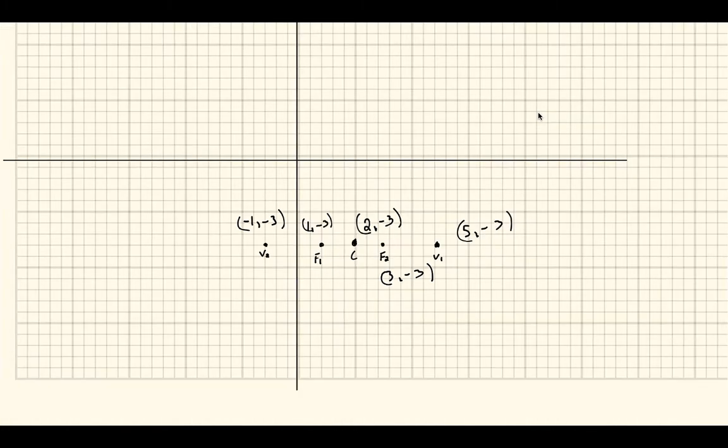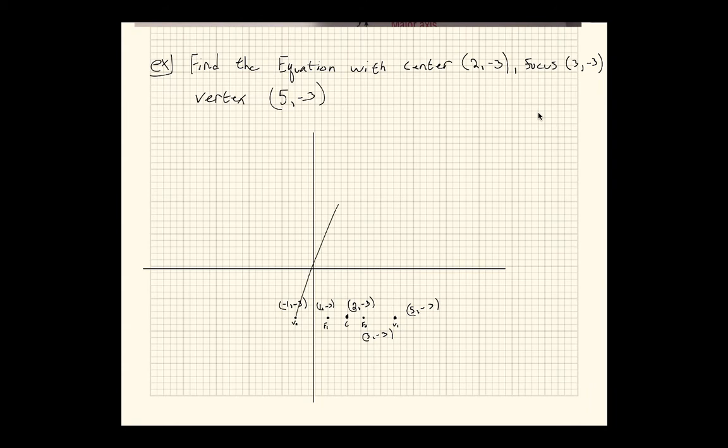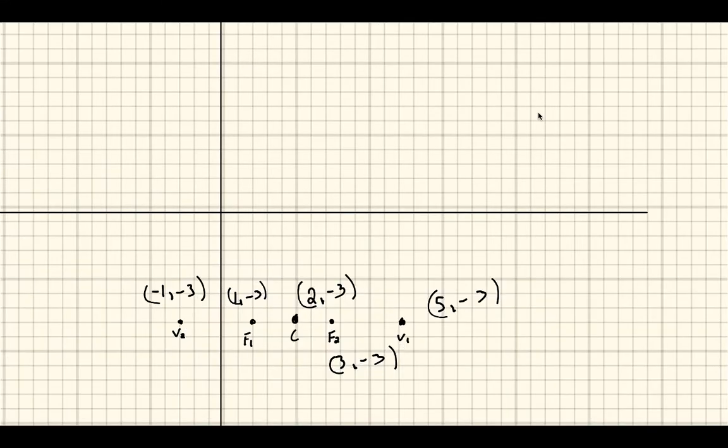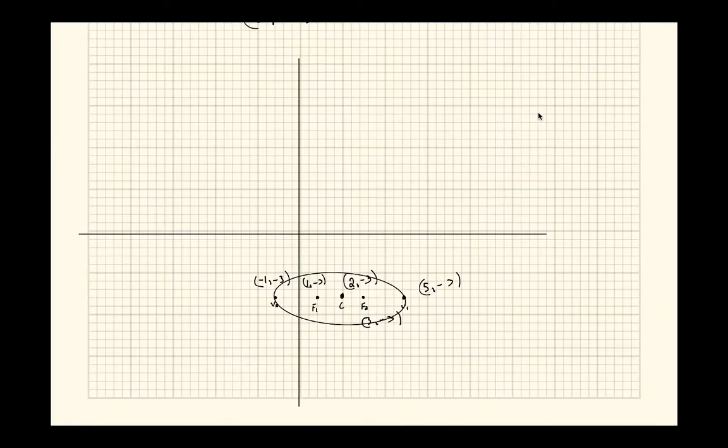Now, what I don't know is how to stretch them horizontally or vertically. We see this is stretched horizontally. I'm not sure how to stretch it vertically. I don't know if it's going to look something like that, or if it's going to be less stretched out and be something like this. That's what we need to find using that b squared equals a squared minus c squared formula. Okay, so let's go ahead and do that.